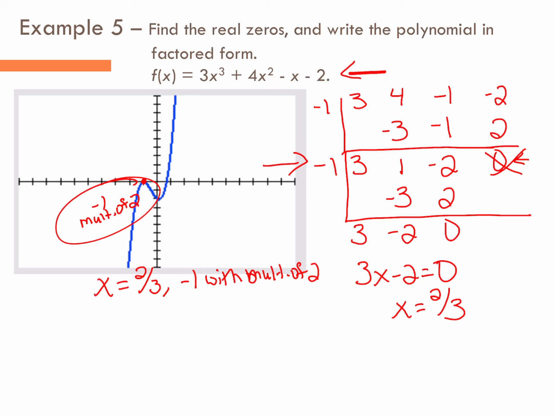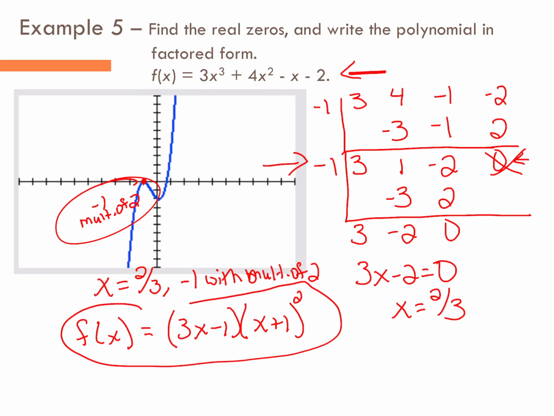So when I write this out, f of x equals, remember I'm not going to write x minus 2/3, move the 3 over, so 3x minus 2. And then I have x plus 1, and because it has multiplicity of 2, that means I have to have a squared on there. So this would be our answer. 3x minus 2 and x plus 1 squared.